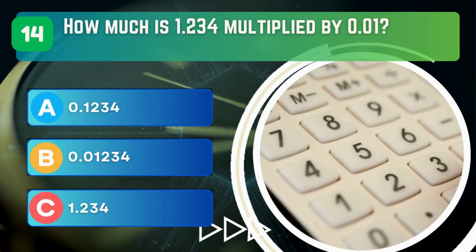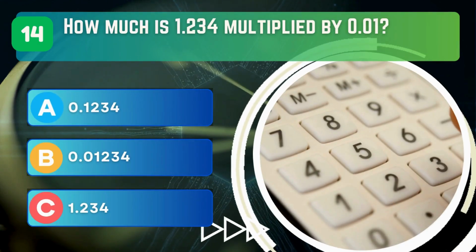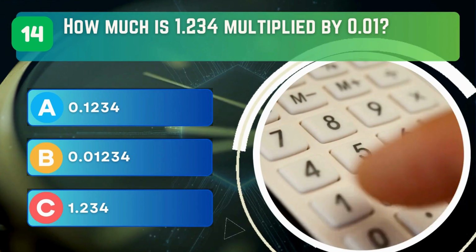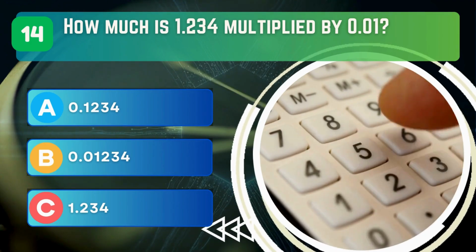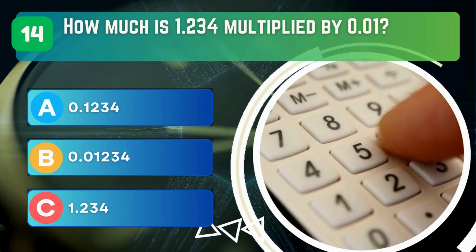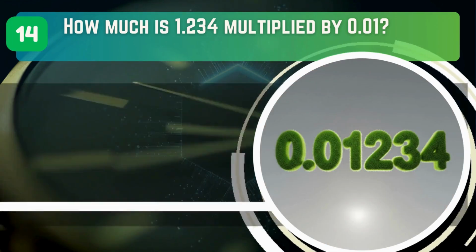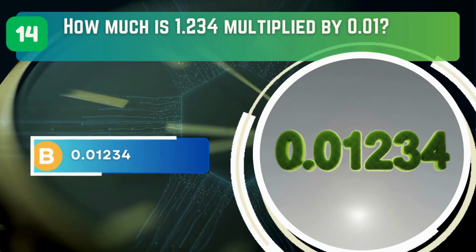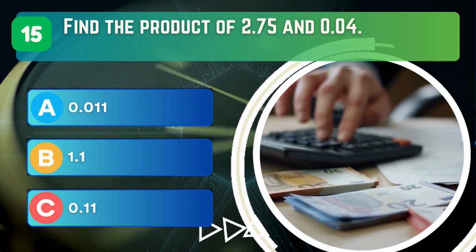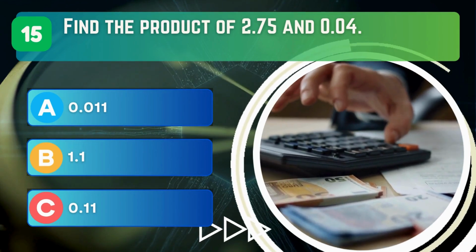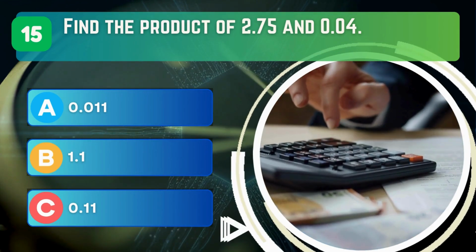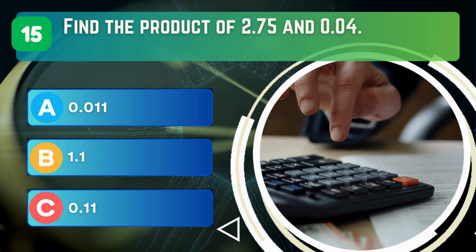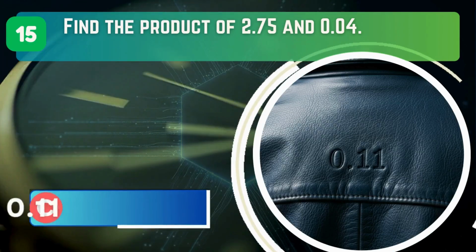How much is 1.23 multiplied by 0.01? 0.0123. Find the product of 2.75 and 0.04. 0.11.